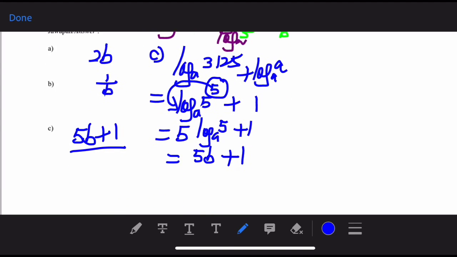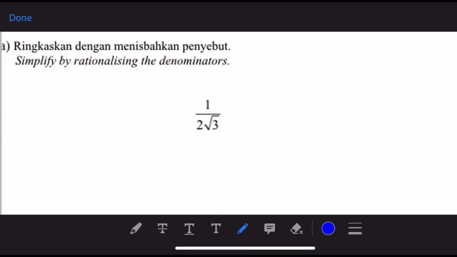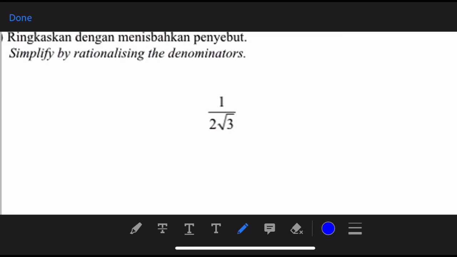So I have shared with you the first question. For the final exam, maybe you have to answer paper 1 and paper 2 like this.